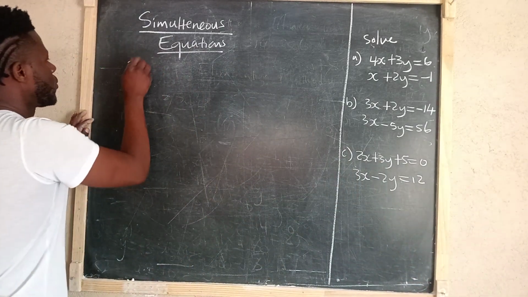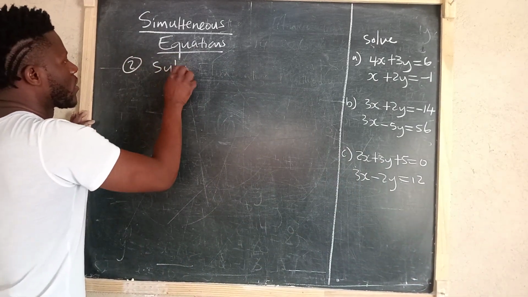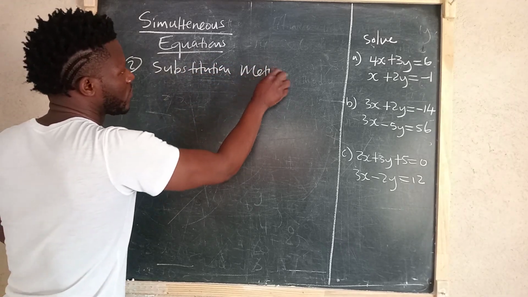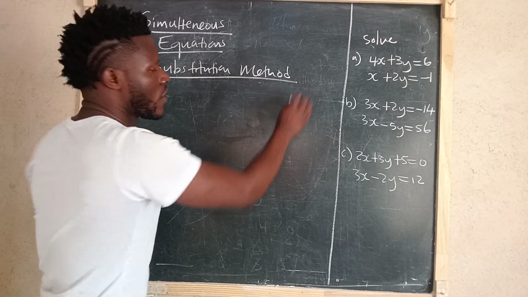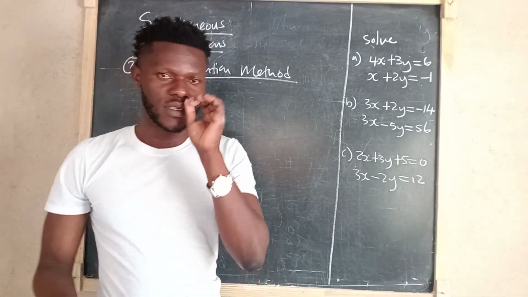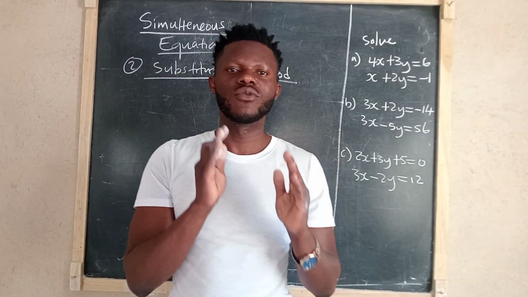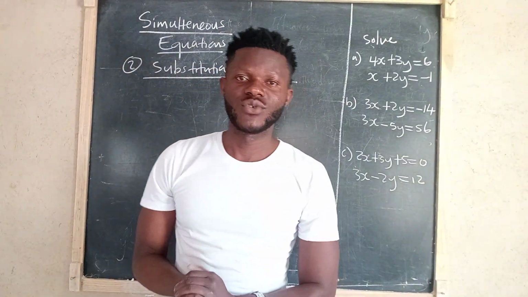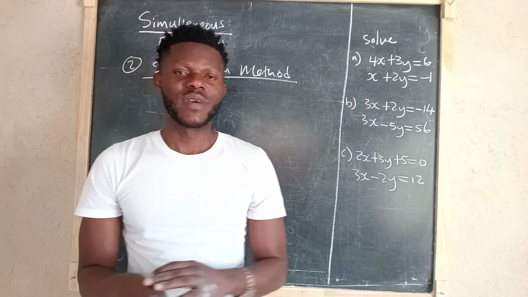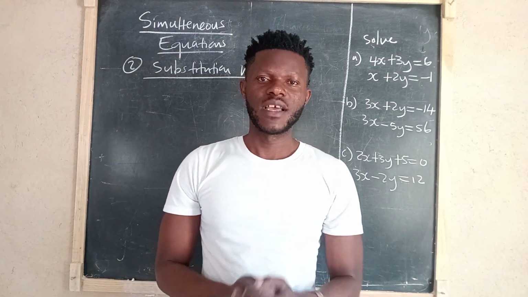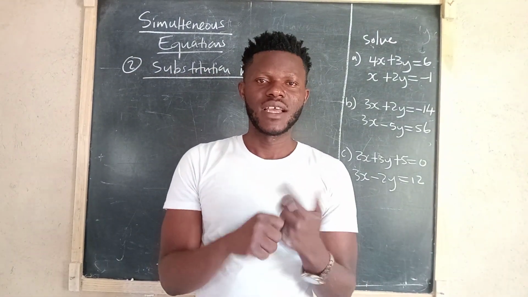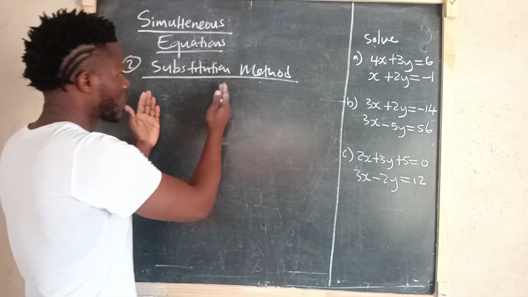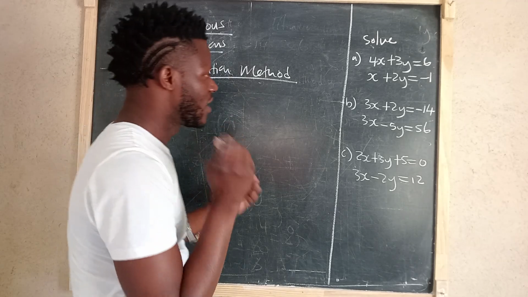The other method, number 2, is substitution method. Normally in exams they do not force you to choose or to be strict to use one specified method. They simply ask you to solve a simultaneous equation. So you must have at least one method you are comfortable with, either substitution method, elimination method, matrix method, or graph method. So now let's go through substitution method.